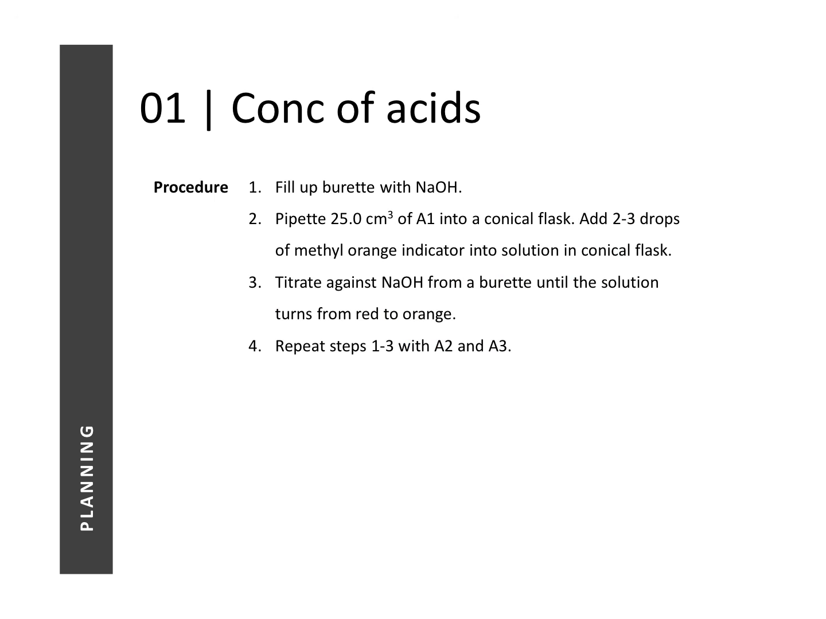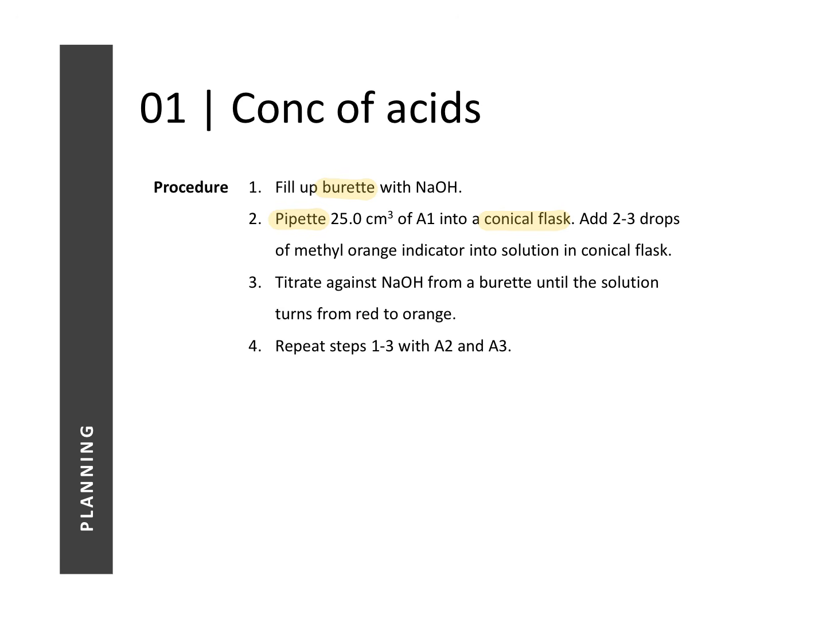Now let's take a look at the procedure. We have mentioned a whole lot of variables, chemicals and apparatus, but take a look at the procedure. There are only 4 short steps, and everything that we have mentioned is in these 4 steps. First step, we fill up the burette with NaOH. We have already stated that we need a burette. Then pipette 25 centimeter cube of A1 into a conical flask.